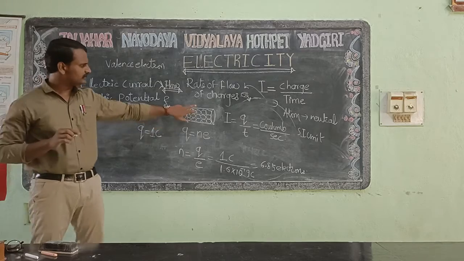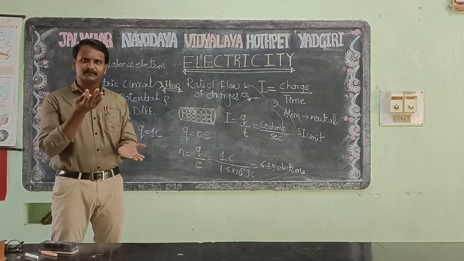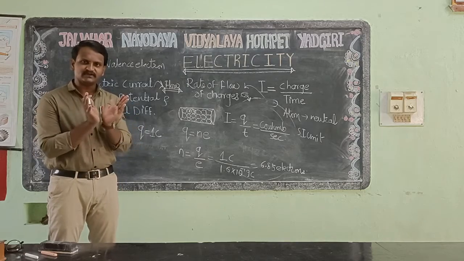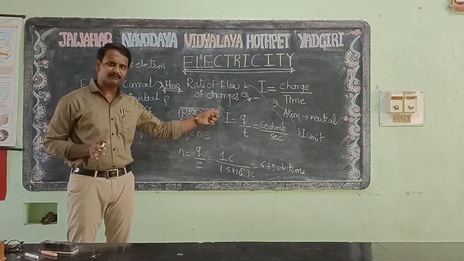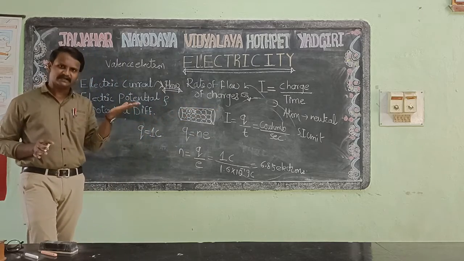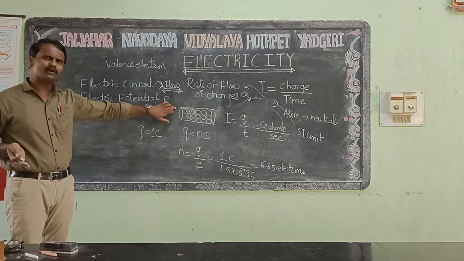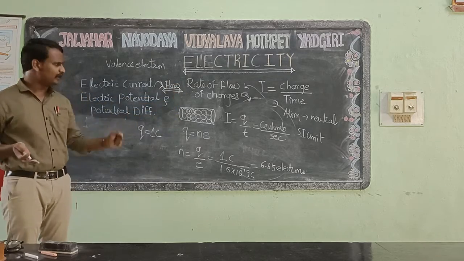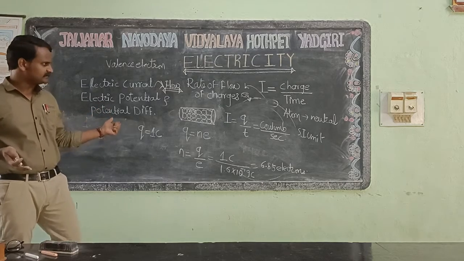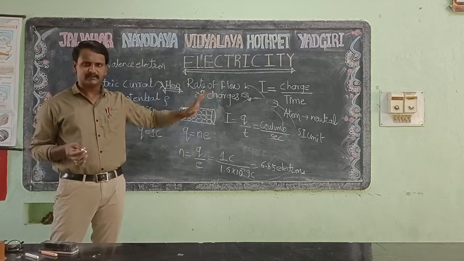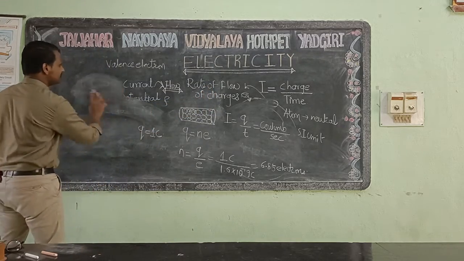Now, for charges to flow from one point to another point, we have to create some potential difference. We have to apply some force so the charges flow from one point to another. So we have to create some electric potential or potential difference so that it can flow from one point to another. So we have to consider electric potential and potential difference. Is it clear till now? Okay. Now let's see what electric potential and potential difference are.